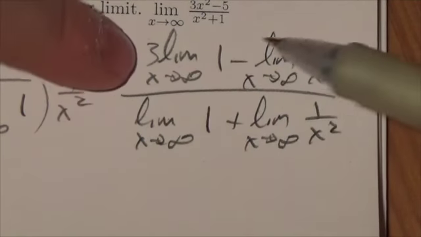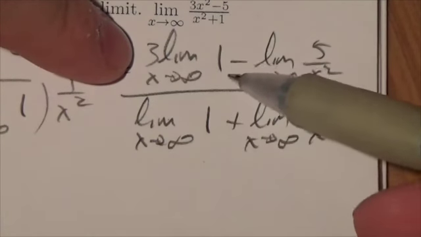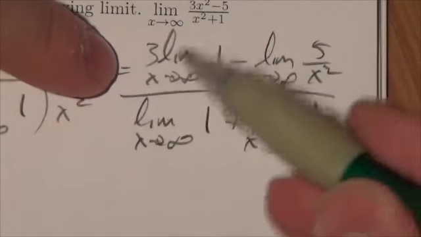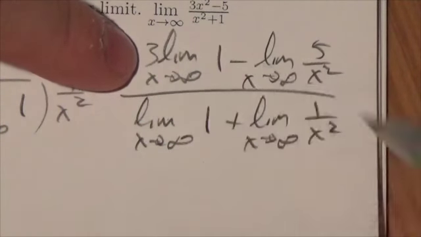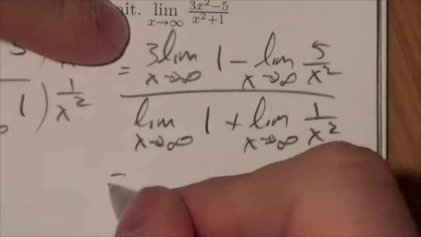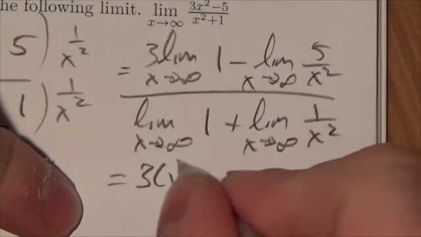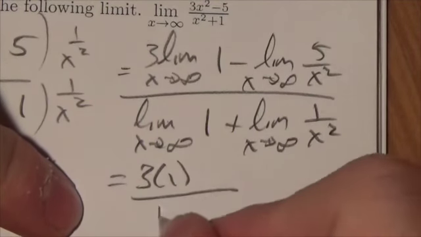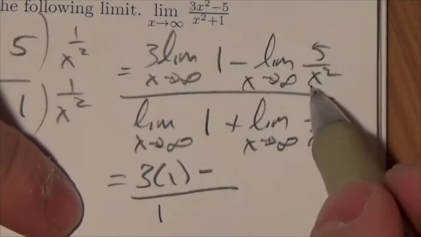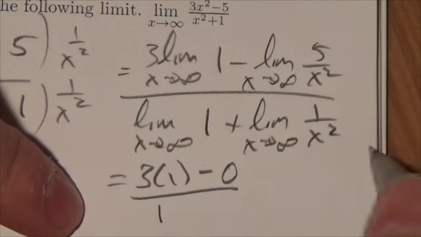Now these limits right here, the limit as x approaches infinity of 1, well, there's no x in it, so the answer is just going to be 1. The fact that x goes to infinity doesn't affect the constant. So this will be 1, so we're going to end up with 3 times 1 over, and then in the denominator this will be 1, and then this will be minus, well, as x goes to infinity, 5 over x squared goes to 0, so this will be minus 0.